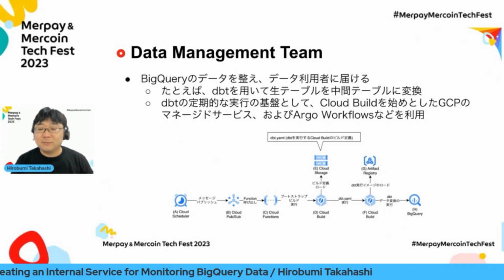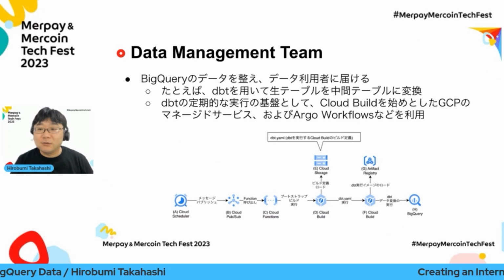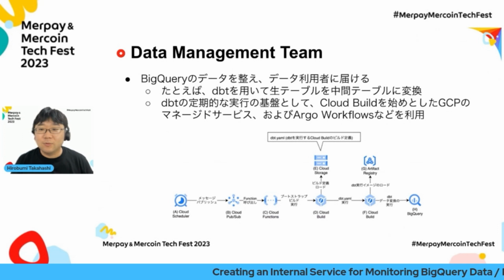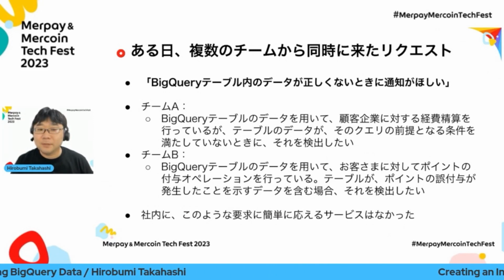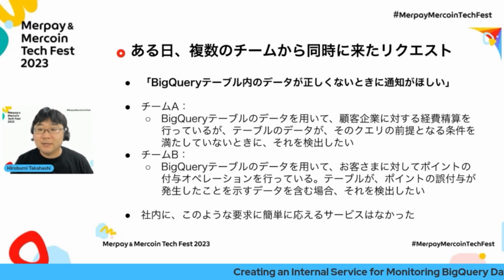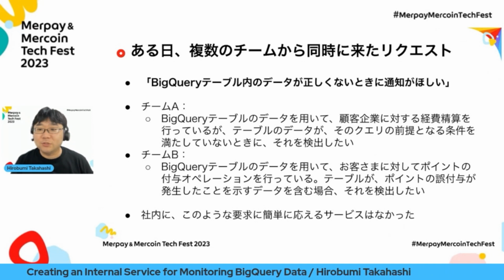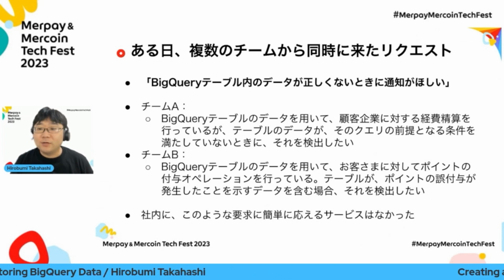For example, we use dbt to convert the raw tables into interim tables. And we use GCP managed services, including Cloud Build and also Argo Workflows, as a platform to regularly execute dbt. We received several requests from multiple teams internally, and the specific requirements were different for each request, but they were all asking for a notification if the data is not correct within the BigQuery table.